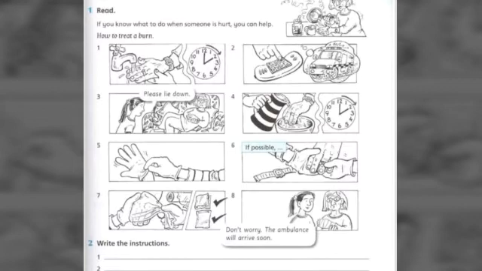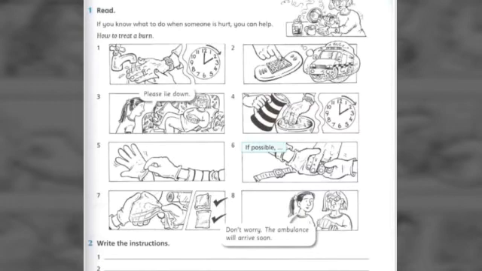Now let's move to the second page, page 89. On page 89 we have composition practice. You are going to write some instructions. These instructions for how to deal with a burn. So read, if you know what to do when someone is hurt, you can help. How to treat a burn. burn يعني الحروق، يعني إذا حد أصابه حرق لازم نتعلم الخطوات كيف إحنا نعالجه. As you see here at the top, we have a lady, and this lady hurt her hand. She has got a burn by something liquid, a hot liquid. Now what shall we do?